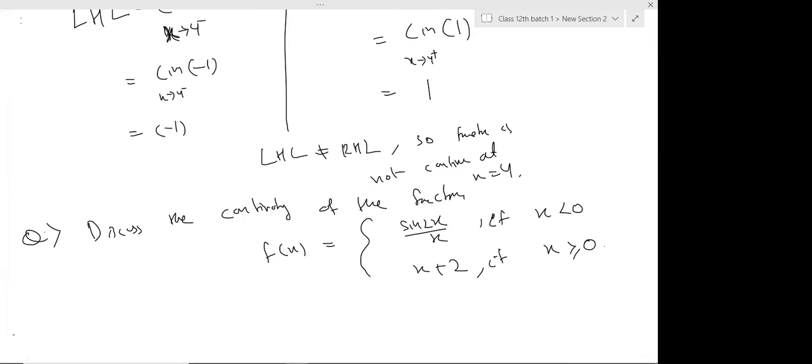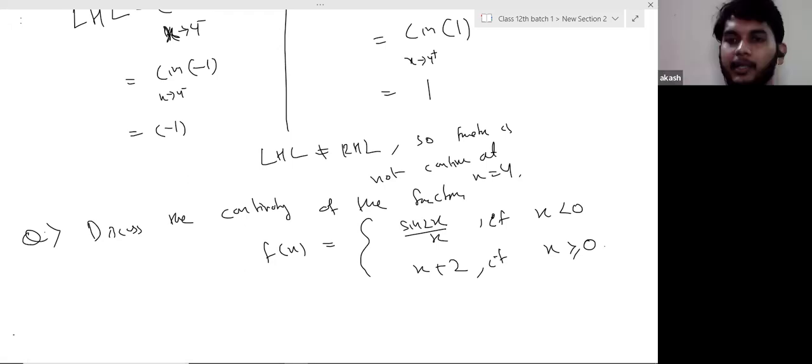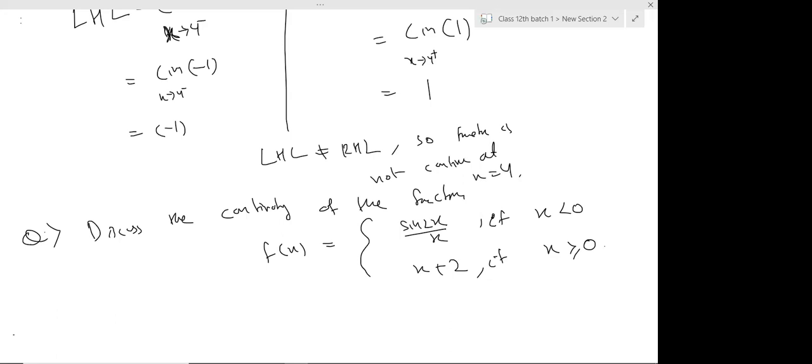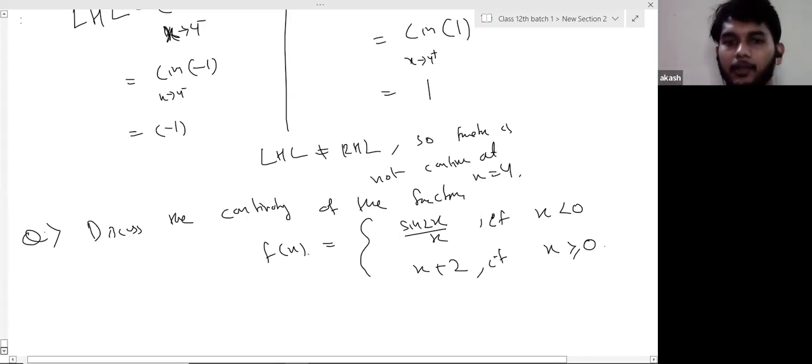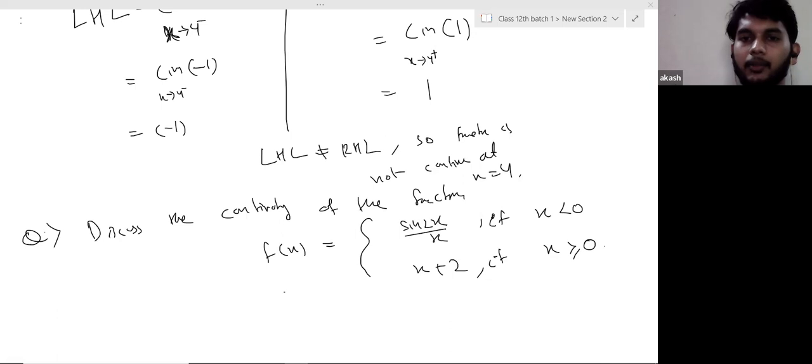So you should consider k as a real number. And what will be the cases? So x less than 0, x greater than 0, and x is equal to 0. Absolutely right. So I'll give you a few minutes. Try to solve this. Everyone is clear? All right. So try to solve this.